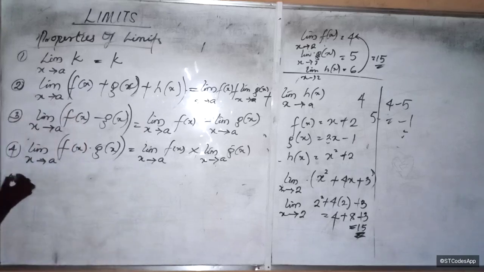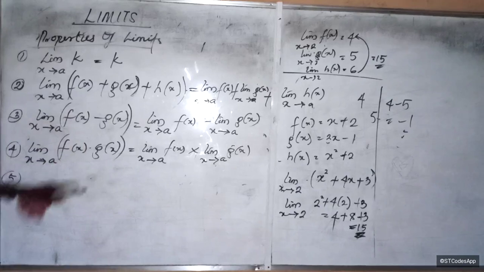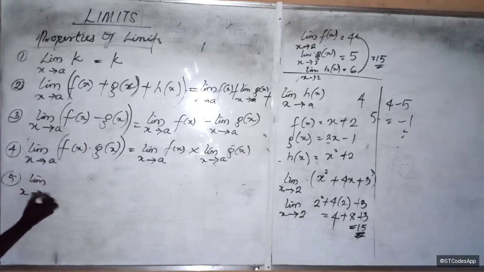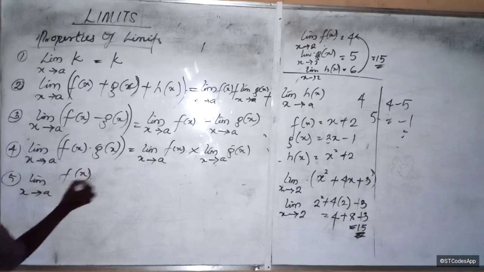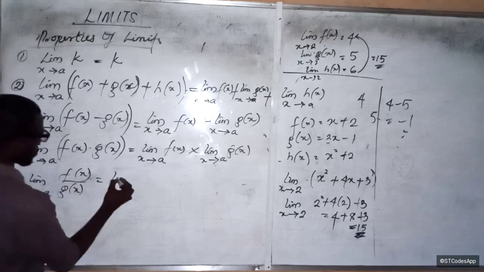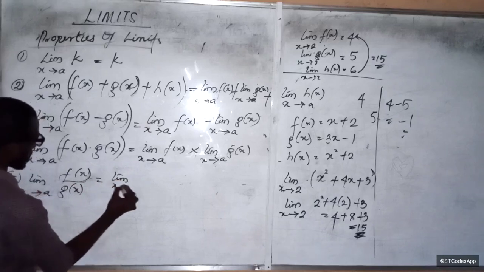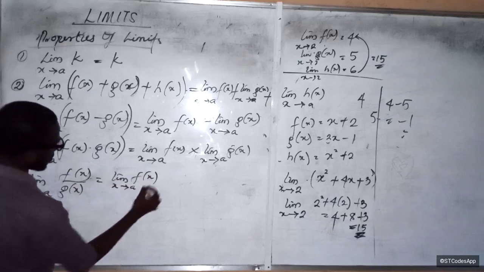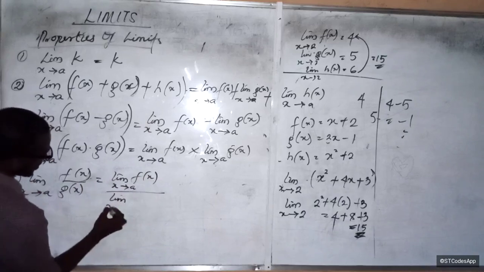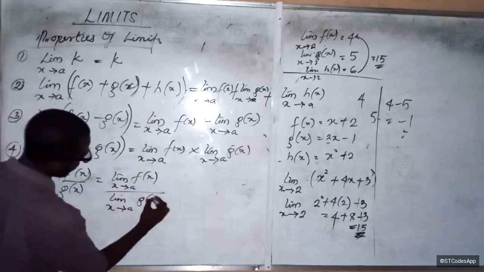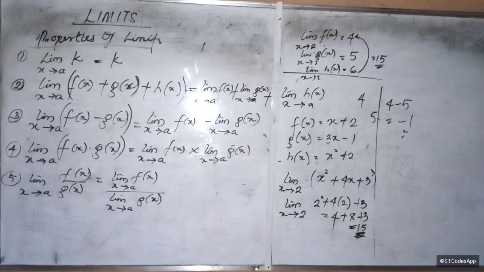All right. Then the fifth rule is, this is a product. Let's talk about the quotient rule. The limit as x tends to a of f of x divided by g of x should be equal to the limit as x tends to a of f of x over the limit as x tends to a of g of x. Is that okay? So that also holds.